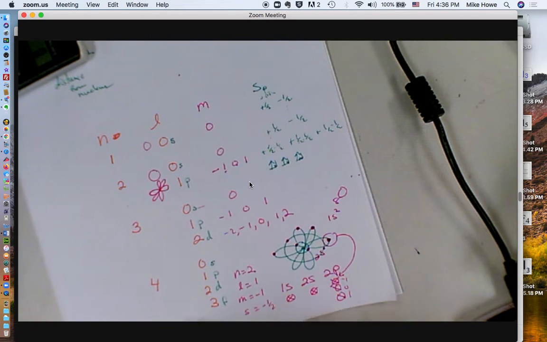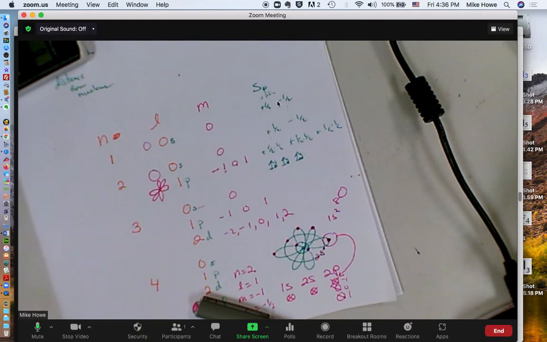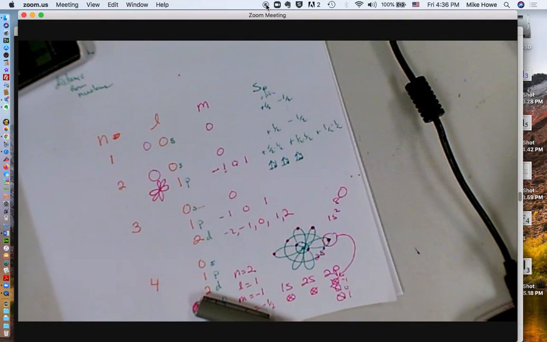Okay, I'll stop it there. That's a little background on quantum numbers. There's some questions about quantum numbers in the assignment that I left you. I didn't assign them, but they're on the same page, the same link. So if you want to try some, that might be fun.